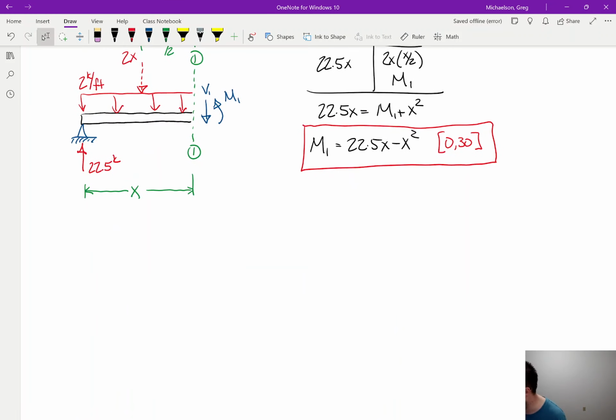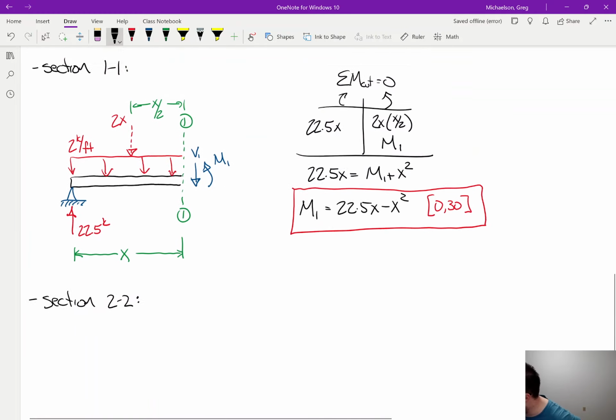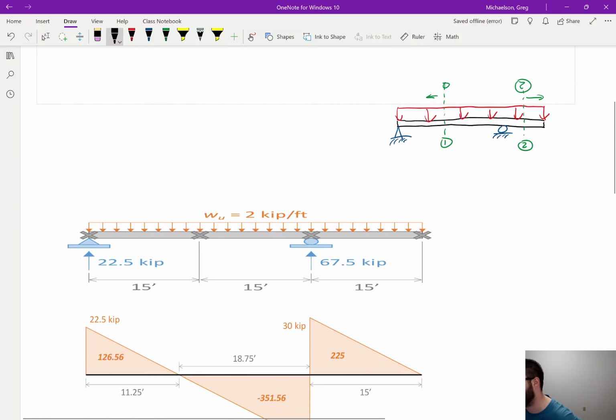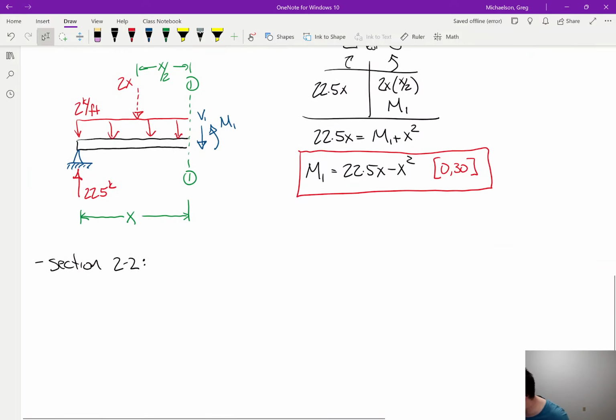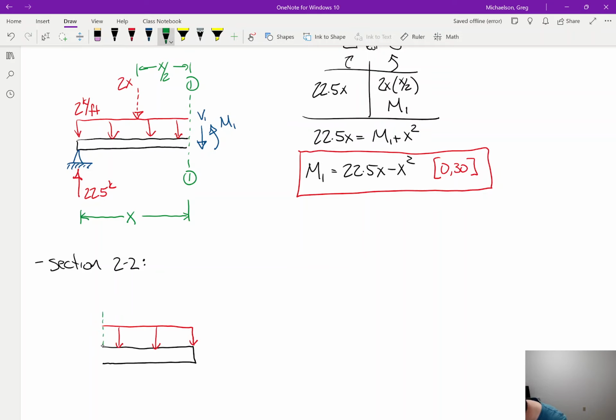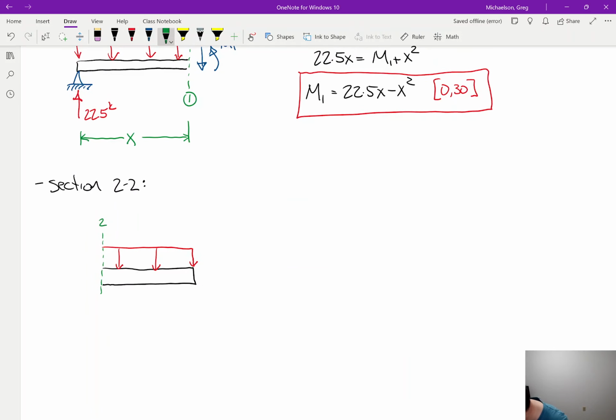Now let's do section 2-2. Section 2-2 is a lot easier because, if you go back up here, we're cutting a section and then looking to the right. So really all we have for section 2-2 is this. So we'll cut that right there.